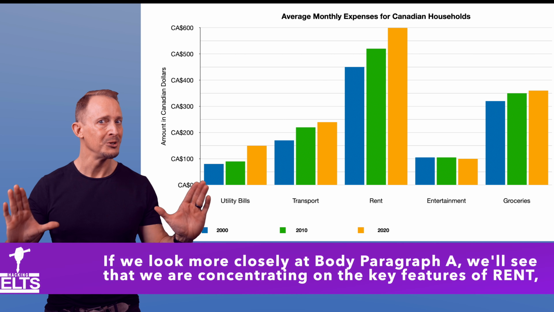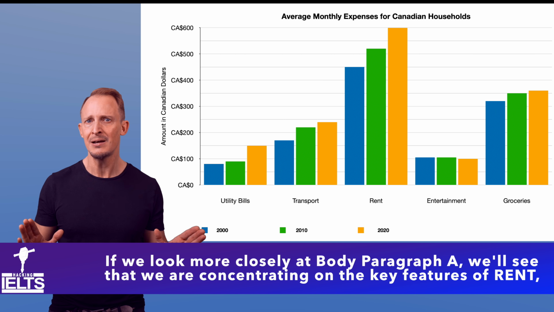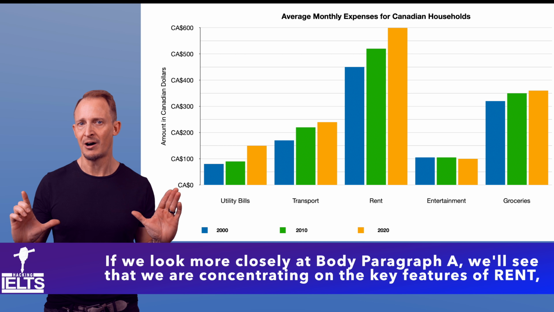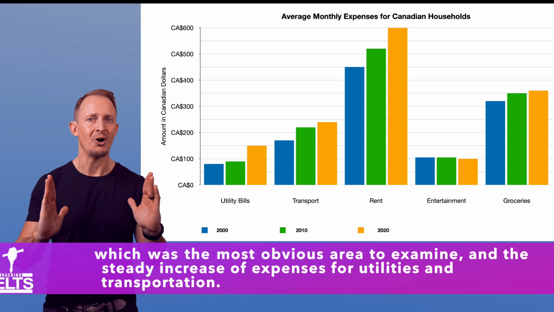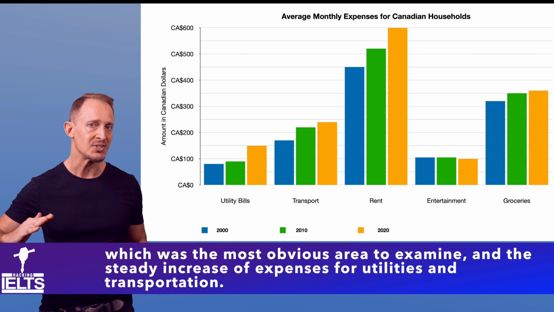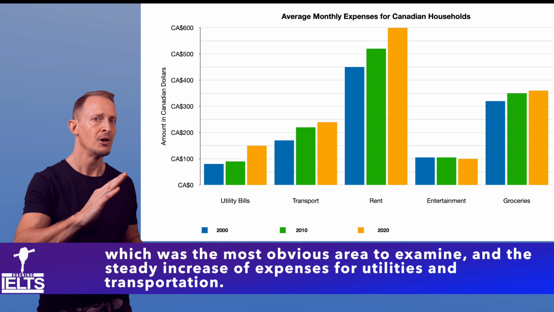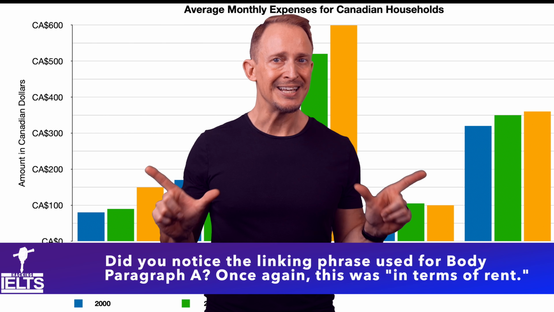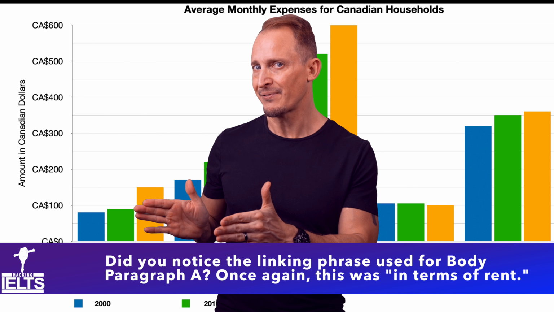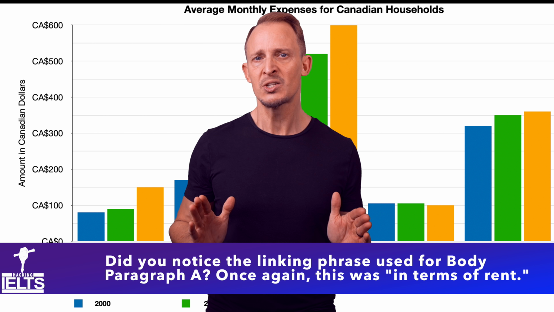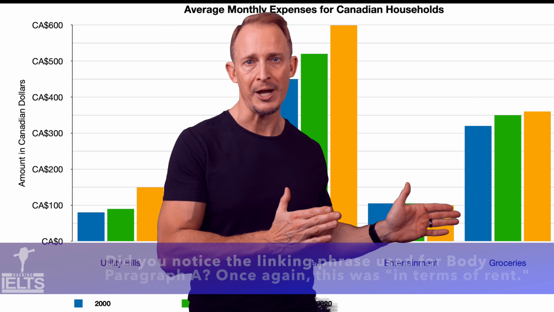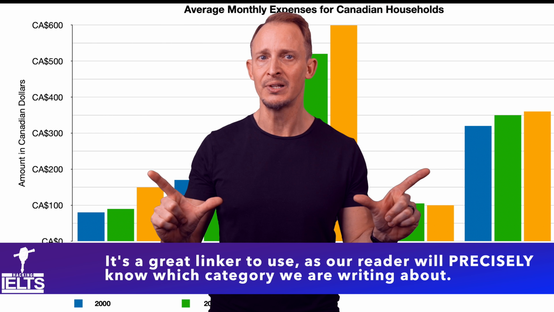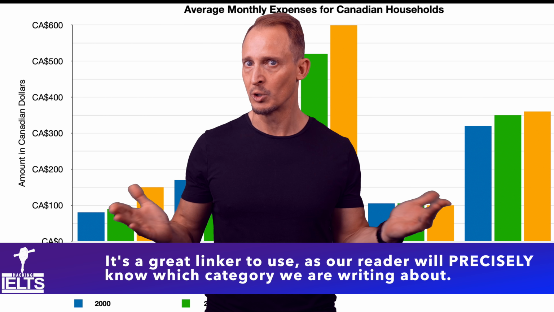If we look more closely at body paragraph A, we'll see that we are concentrating on the key features of rent, which was the most obvious area to examine, and the steady increase of expenses for utilities and transportation. Did you notice the linking phrase used for body paragraph A? Once again, this was in terms of rent. It's a great linker to use, as our reader will precisely know which category we're writing about.